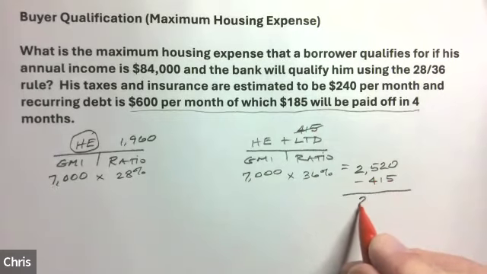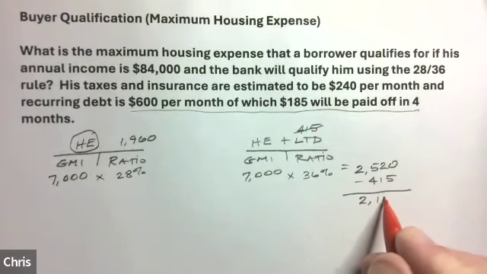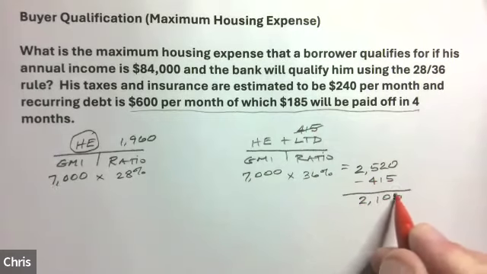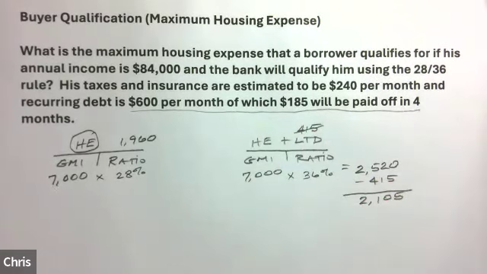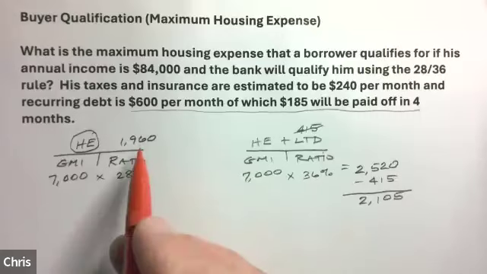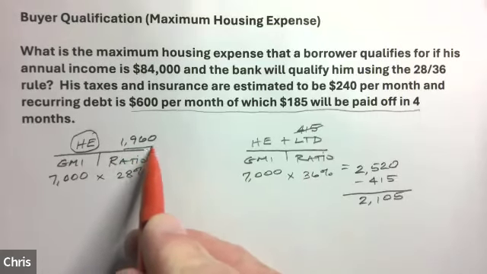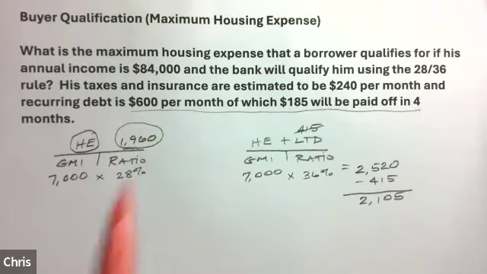Okay, well, this is interesting. In this case, his back-end number is the highest number. So remember, in the maximum housing expense question, we ask ourselves, well, the bank's going to take the most conservative position, so they want it to be a lower payment rather than a higher payment. Maximum housing expense, choose the lower of the two, and the answer to this question is 1960.